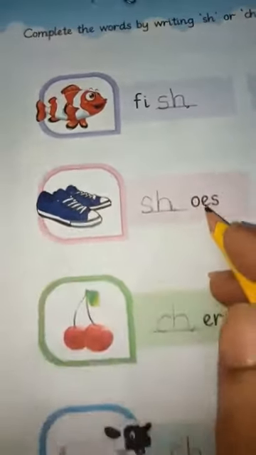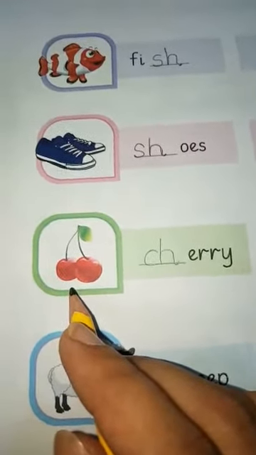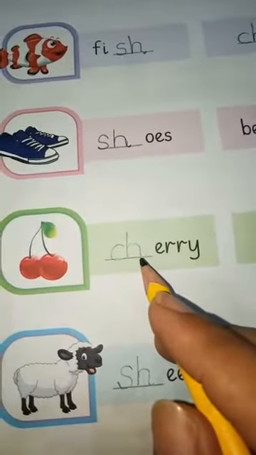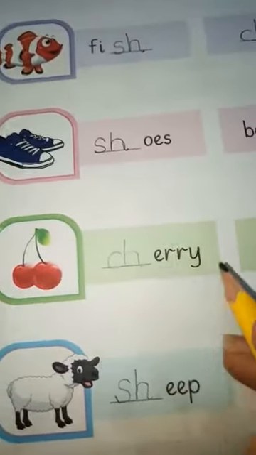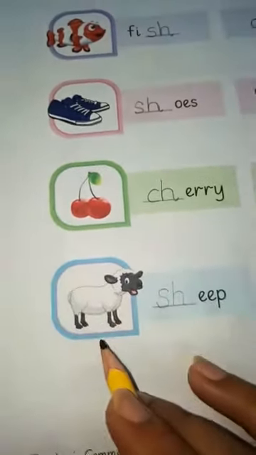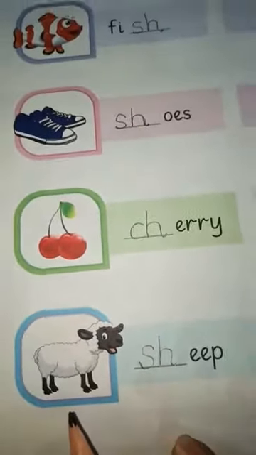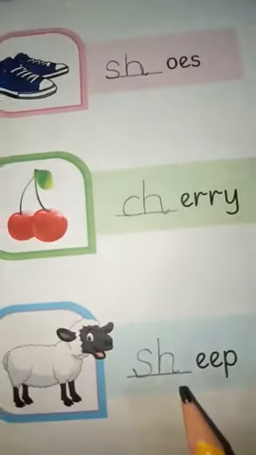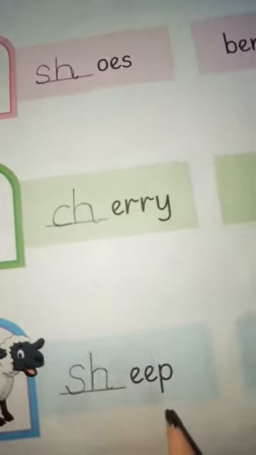Come to the next picture. It's cherry. And we put ch sound in the blank because the beginning sound of cherry is ch. And the next picture given is sheep. So we put sh sound in the blank because the beginning sound of sheep is sh sound.